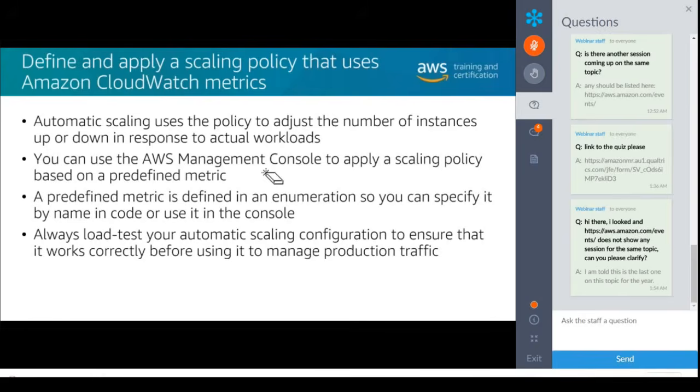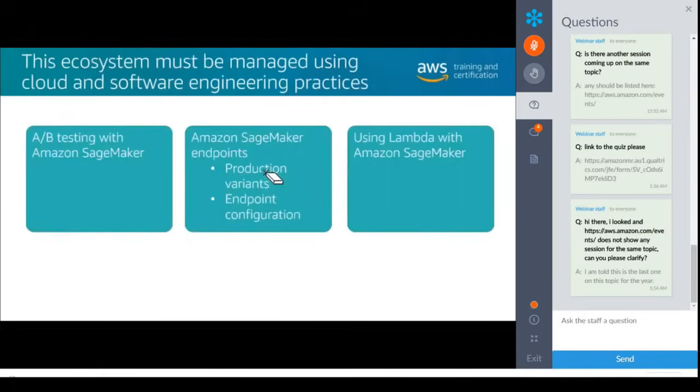Right. So define, apply scaling policy that uses CloudWatch metrics. So have your scale out, your scale in tied to actual metrics. So the ecosystem.